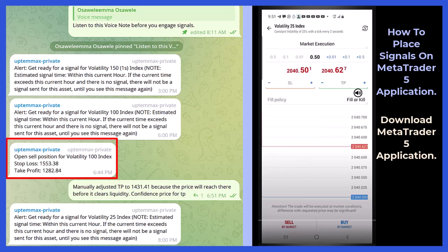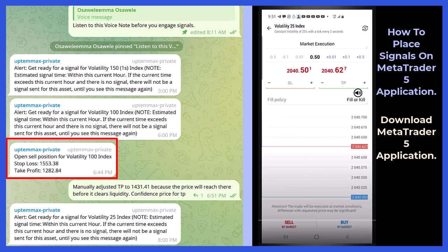Then where you see SL is where you would insert your stop loss price, which the UptemmaX bot provides. Where you see TP is where you would insert the take profit price, the TP price, which the UptemmaX bot provides.